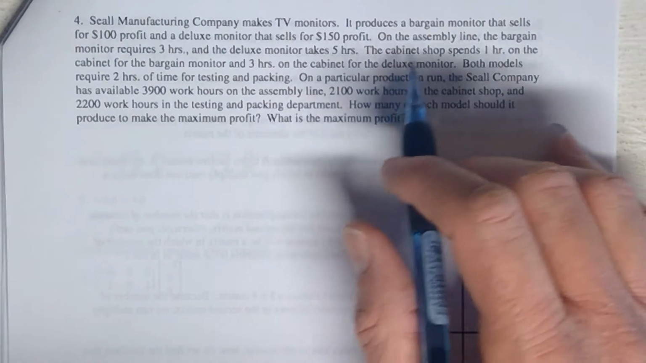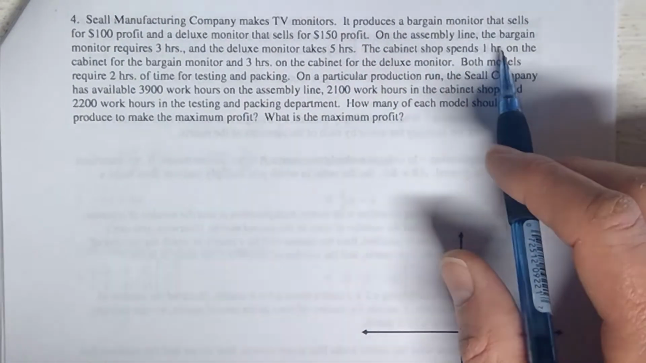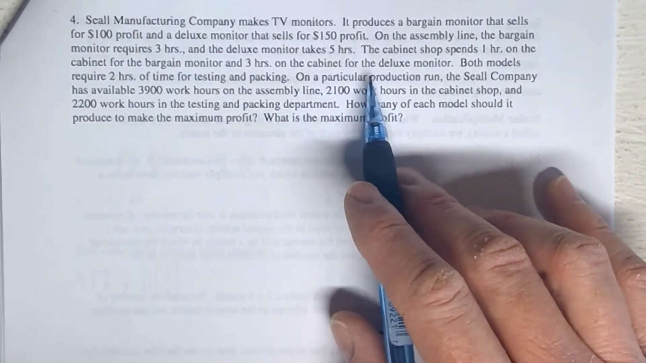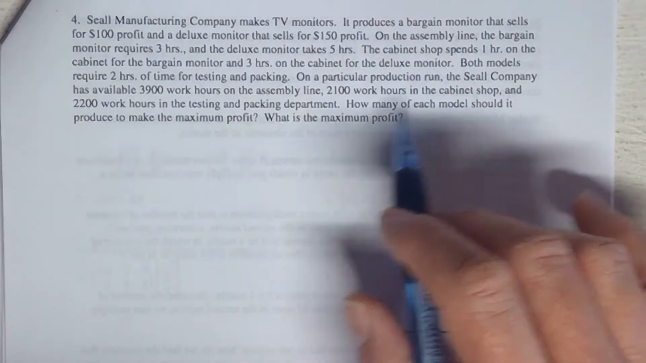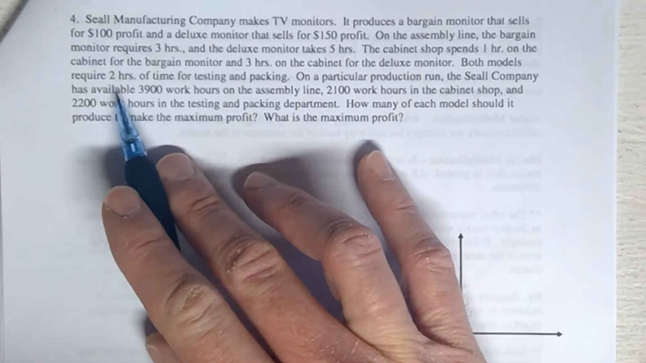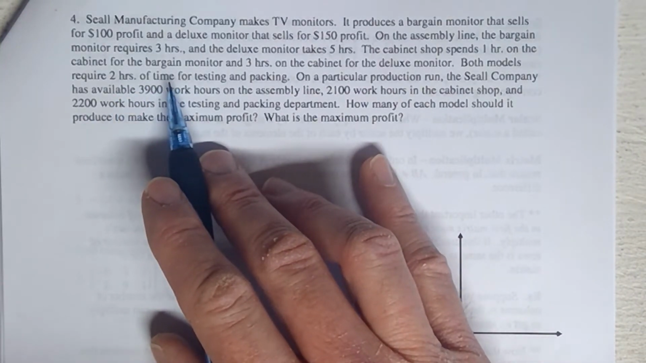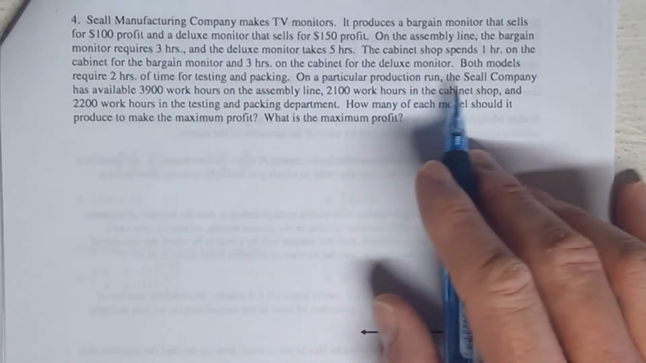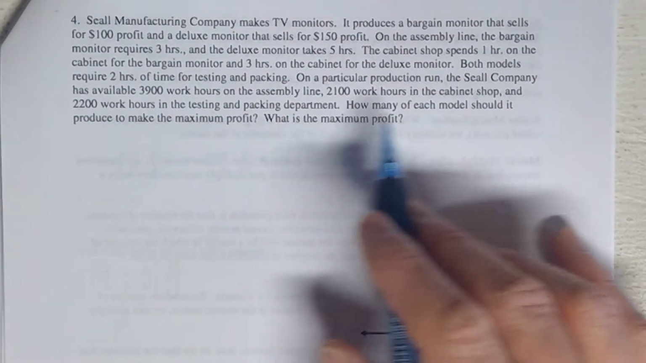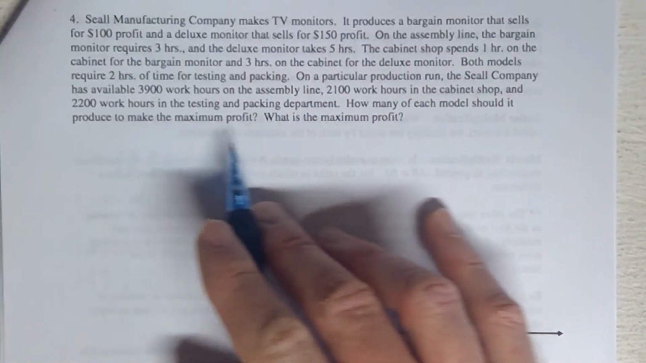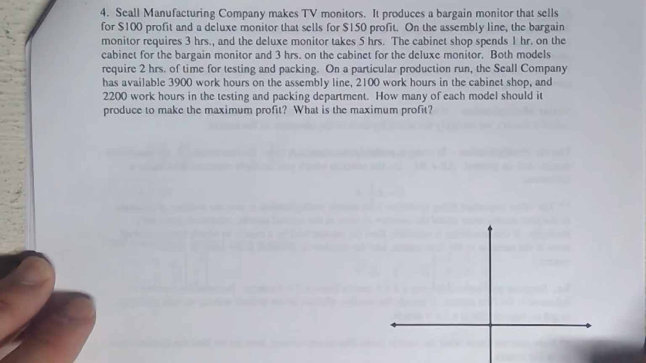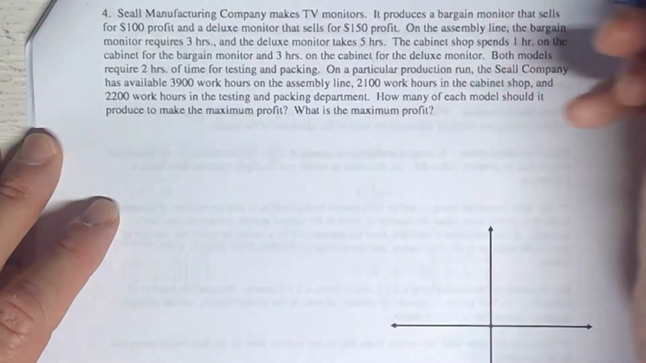The cabinet shop then needs to get a hold of these monitors, and it takes 1 hour in there to do the cabinet for the bargain monitor, 3 hours on the cabinet for the deluxe. Both models then need to go into the testing and packing department, and both the deluxe and the bargain monitor are going to take 2 hours of time in there. On a particular production run, the company has available 3,900 work hours on the assembly, 2,100 work hours on the cabinet shop, and 2,200 work hours in testing and packing. How many of each model should it produce to make the maximum profit? And what is the maximum profit?